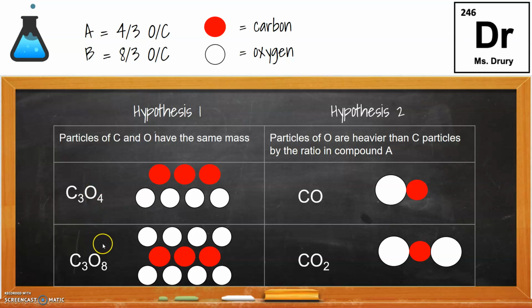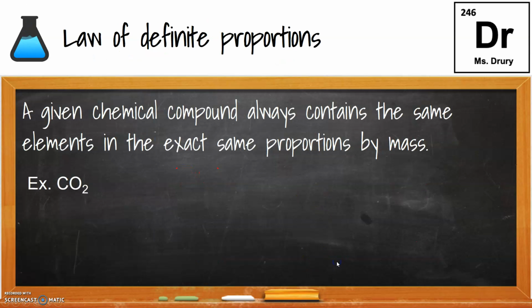I've never heard of C3O4 or C3O8, but we've heard of these 2 things. So hypothesis 2 makes more sense, that now we're realizing that each particle maybe has its own mass and they're slightly different from one another, and they react in fixed proportions, so either as CO or CO2, whole numbers.